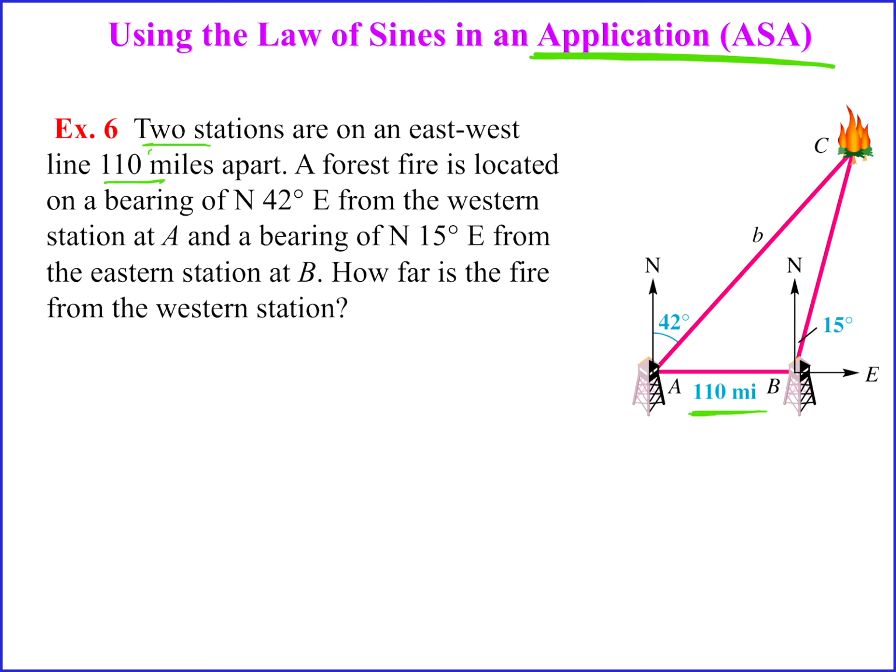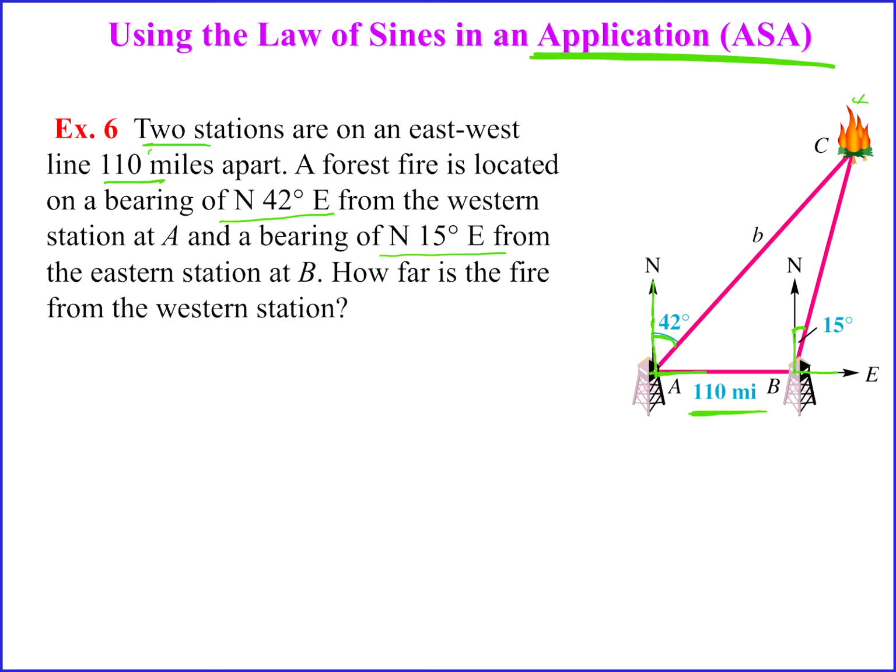My two stations, A and B, are 110 miles apart. There's a fire, so we have our fire out here. North 42 east means that if you think about this, we have our north and our east, right? So north 42 means I start north and then I have to go east 42 degrees. Same thing with my north 15 over here. I have my north, I have my east, and I know this is 15.